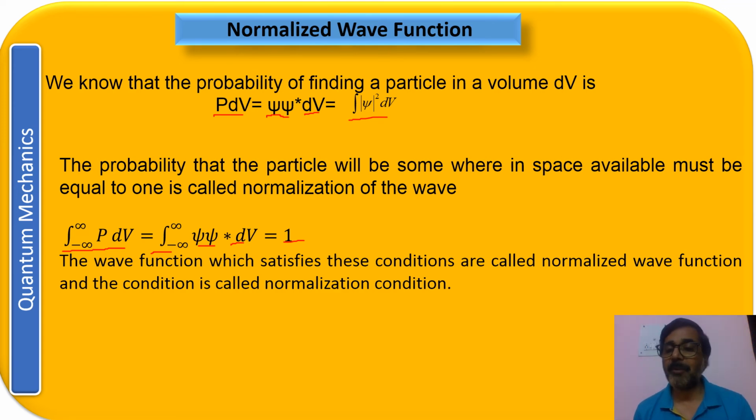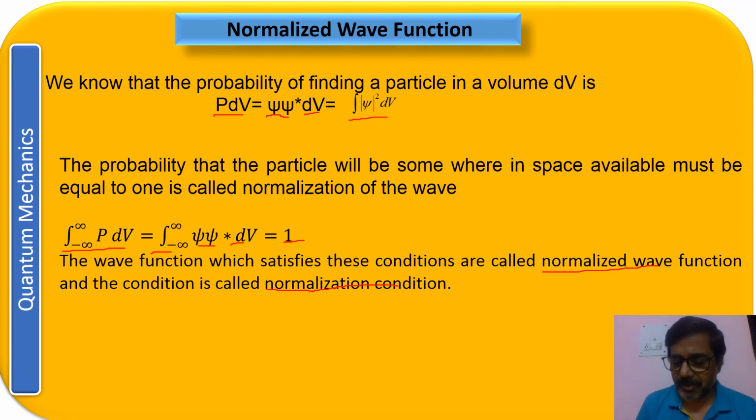That we will see while writing down the wave equation and taking the applications of those waves. The wave function which satisfies these conditions is called a normalized wave function, and the condition is called the normalization condition, right? So all those waves which follow this condition are called normalized waves. That is, the mod of psi whole square within the limits minus infinity to plus infinity is equal to 1 is called a normalized wave, and this condition is called the normalization condition.